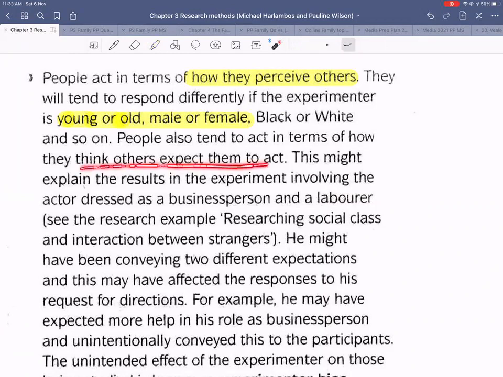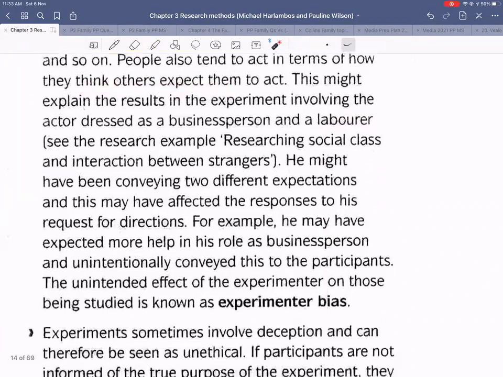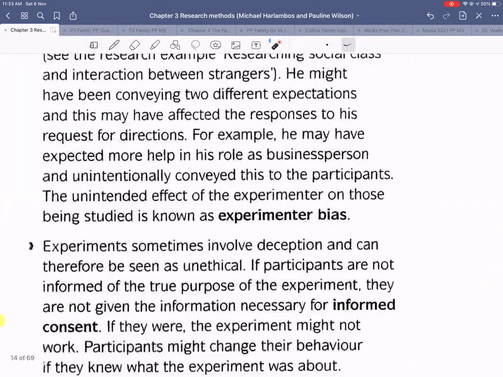People also tend to act in terms of how they think others expect them to act. This might explain the results in the experiment involving the actor dressed as a business person and a laborer, researching social class and interaction between strangers. He might have been conveying two different expectations, and this may have affected the response to his request for directions. For example, he may have expected more help in the role as a businessman and unintentionally conveyed this to the participants.